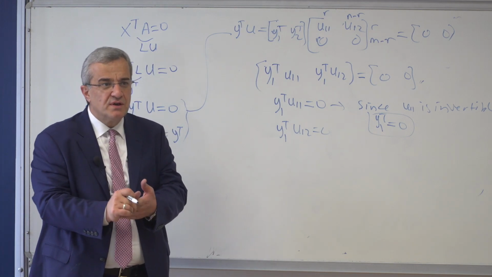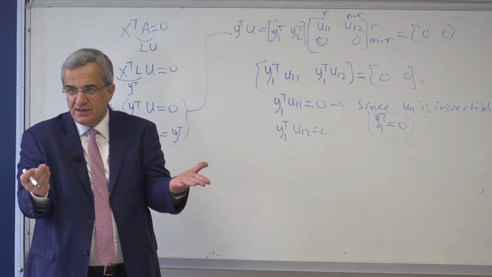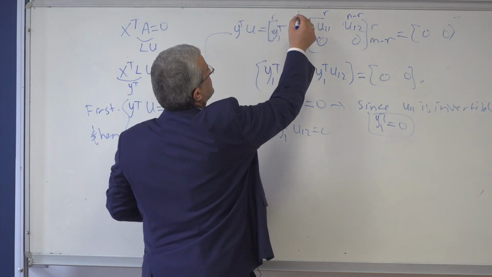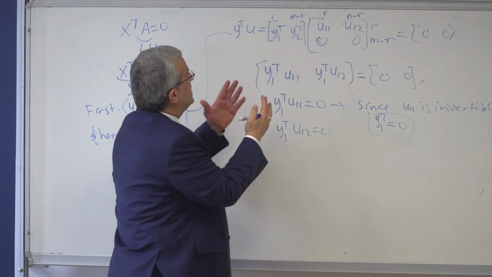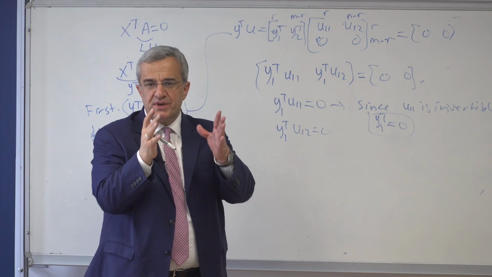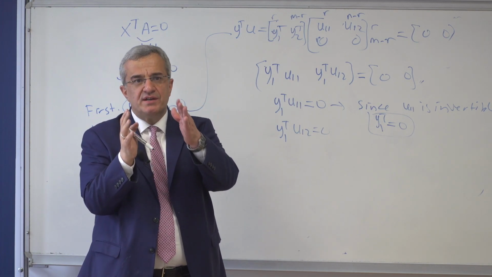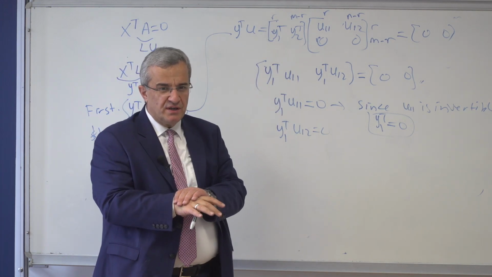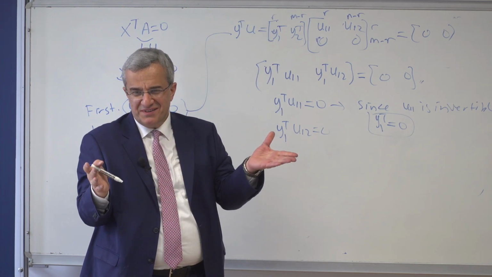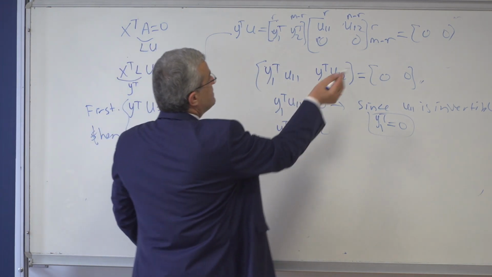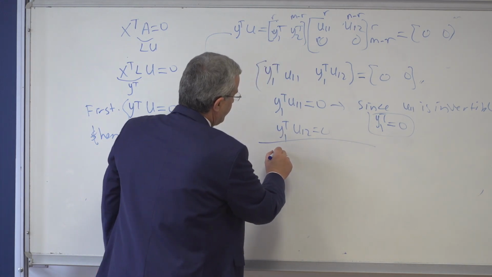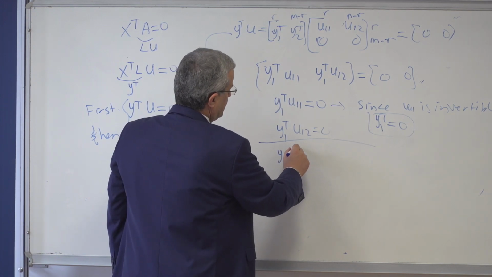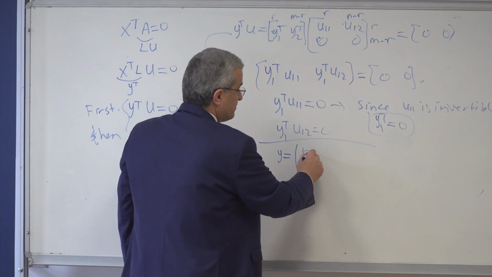So what does it mean? Y2 is free. You can pick it anything you want, meaning this is R and this is M minus R. You have M minus R, you can pick M minus R linearly independent vectors as your Y2, right? And how do I pick them? I would pick them, of course, identity, right? Anyway, before that, so I have Y is equal to 0 and Y2.